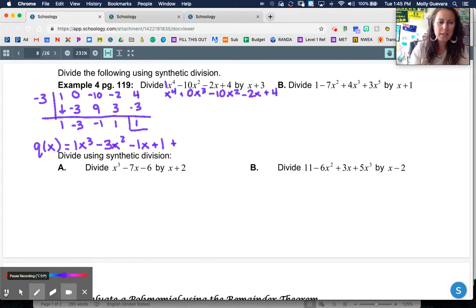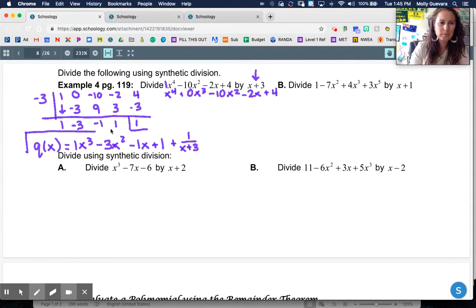And then what's happening here with the remainder? So plus, my remainder is 1, but it's 1 over whatever I'm dividing by, which in this case was x plus 3. So you take whatever the remainder is and you put it over your divisor. And that is my answer. I have just divided by using synthetic division.